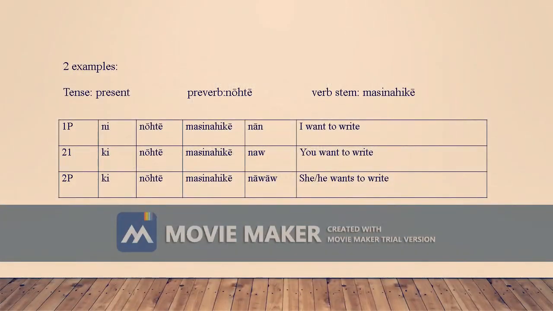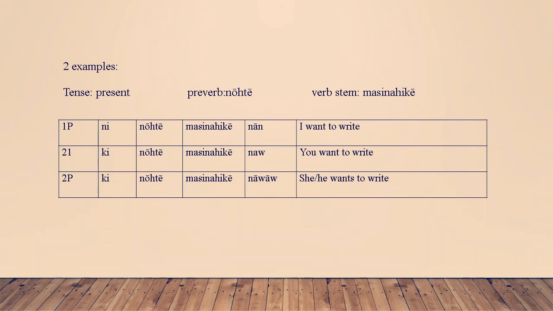Examples: tense, present, preverb, noti, verb stem, masinigi. 1p, ni noti masiniginan, I want to write. 2-1, ki noti masinigina, you want to write. 2p, ki noti masinigina wow, she wants to write.